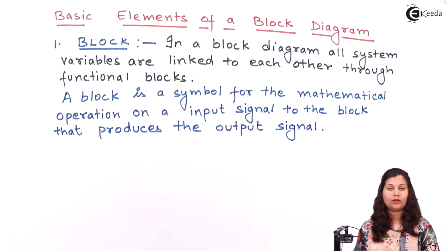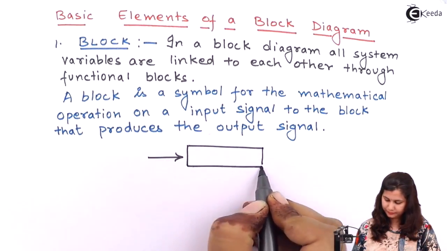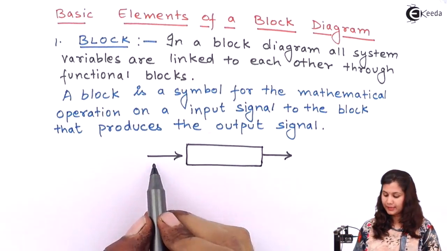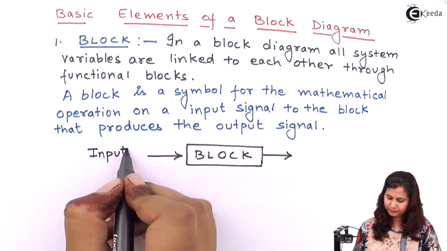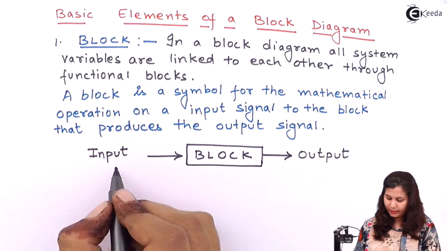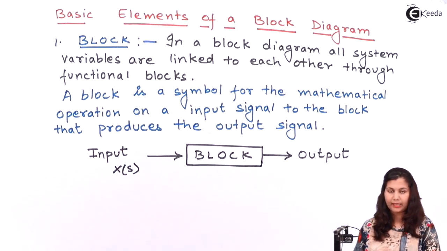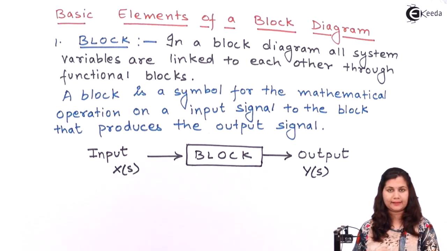So how can we represent a block? This is the input to the block, and this is the output of the block. Now, this input is represented by Xs and the output is given by Ys. And the block contains the transfer function of the component.